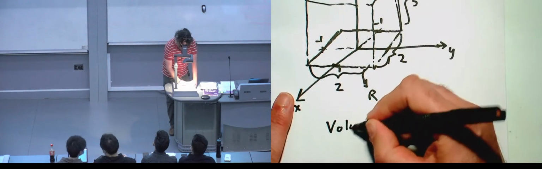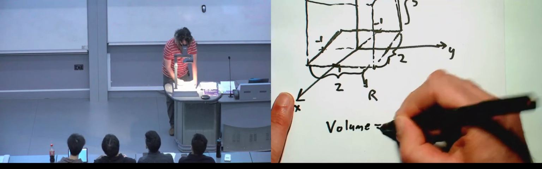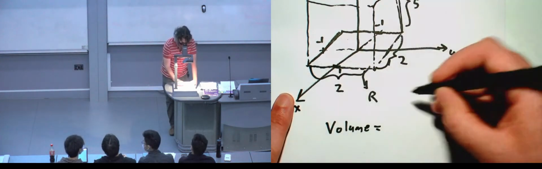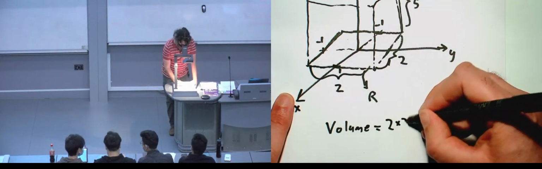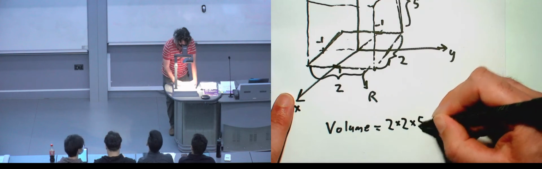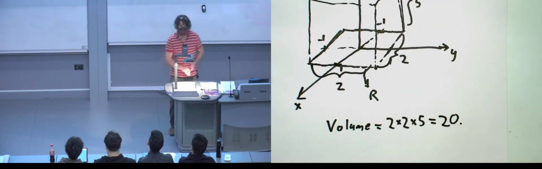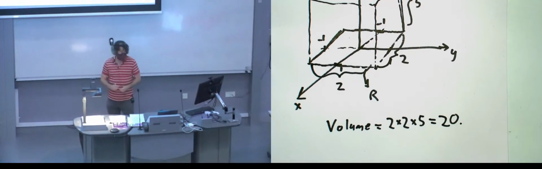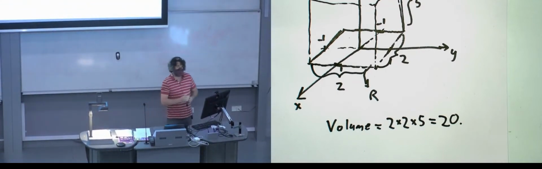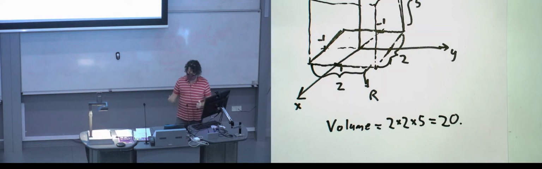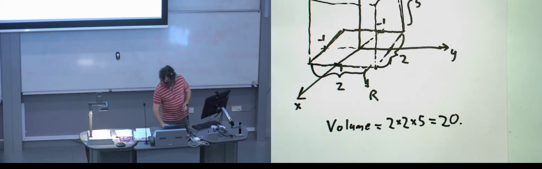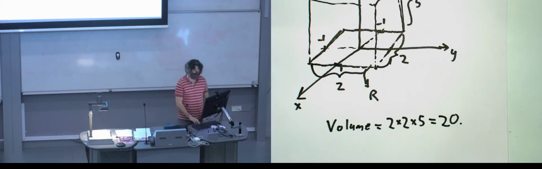And so the volume of this cuboid equals the area of the region R at the base, 2 times 2, times the height, 5, and so that's 20. So the volume of that cuboid is 20. That gives us the double integral. Okay, so this is pointing out that these double integrals give you this volume.